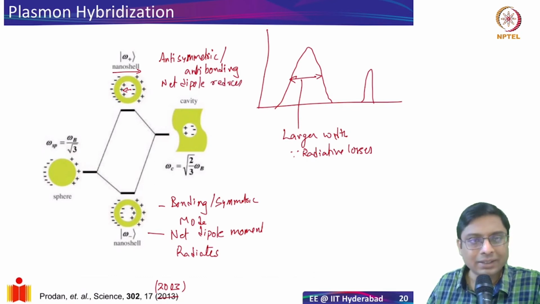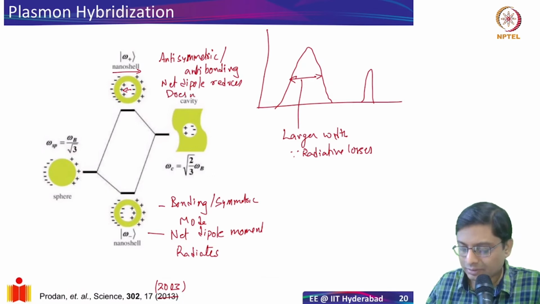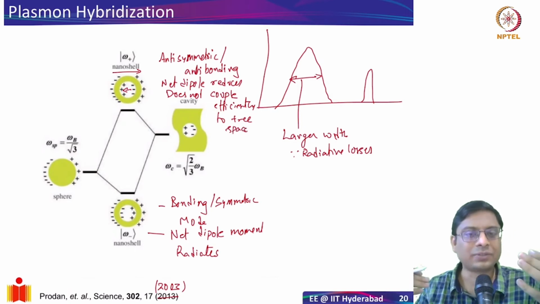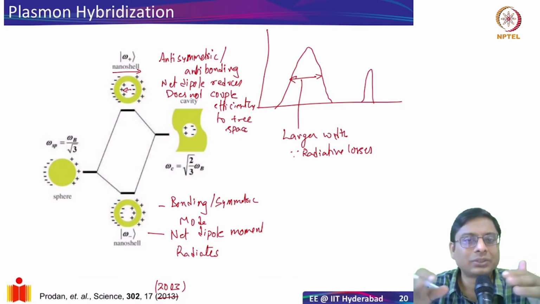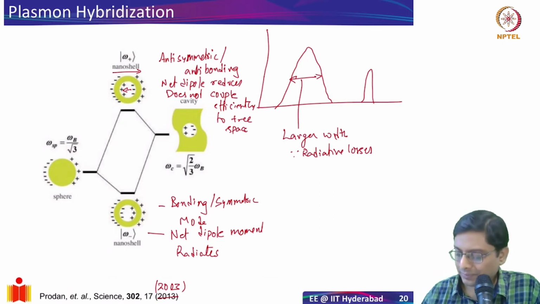And because of that, it does not couple efficiently to free space. So if I come in from a large distance, the far field, you will not be able to easily excite it. And of course, because of that, whatever energy is stored is going to be stored in there. It's not easily going to come out. That's why the anti-bonding mode will have a smaller line width.